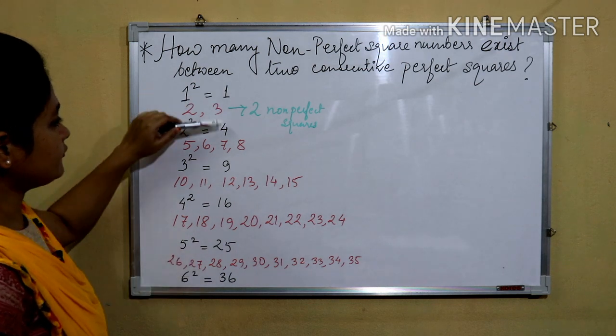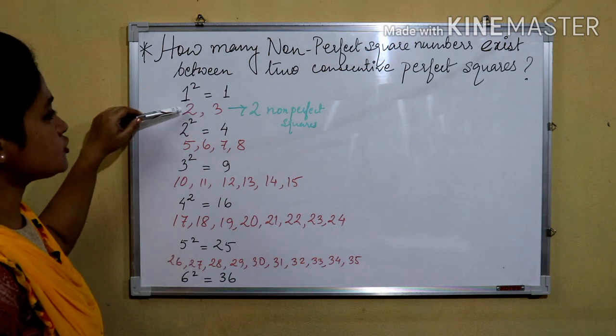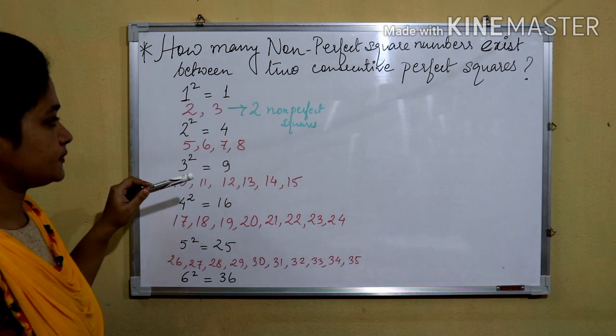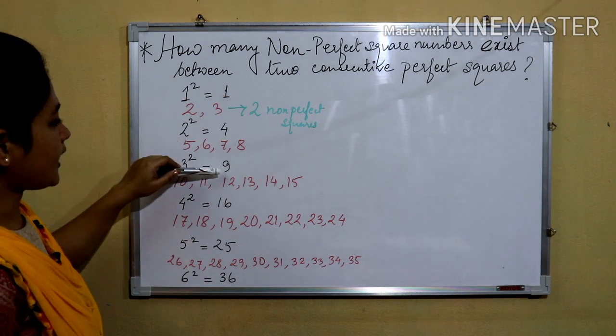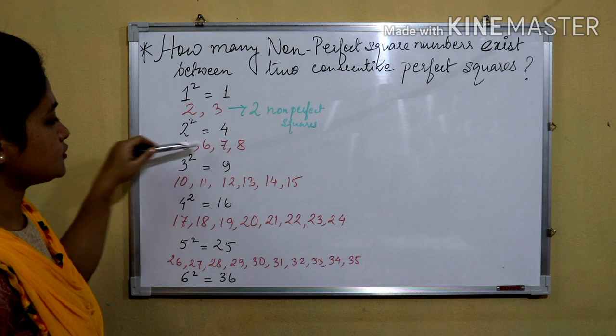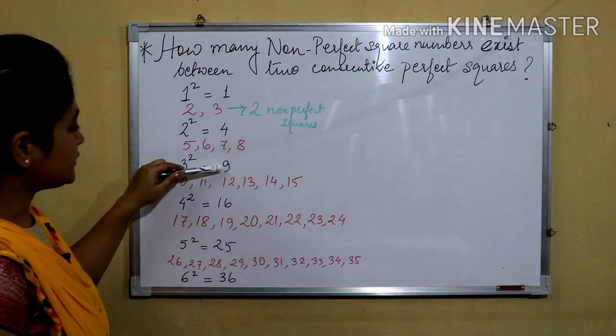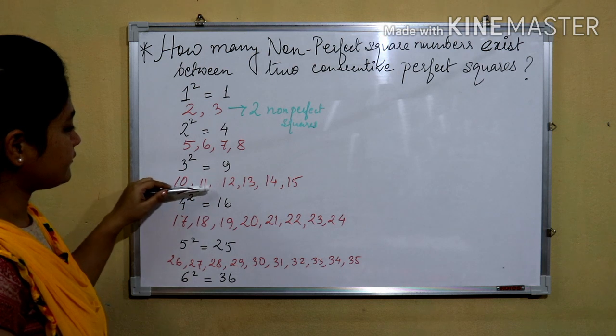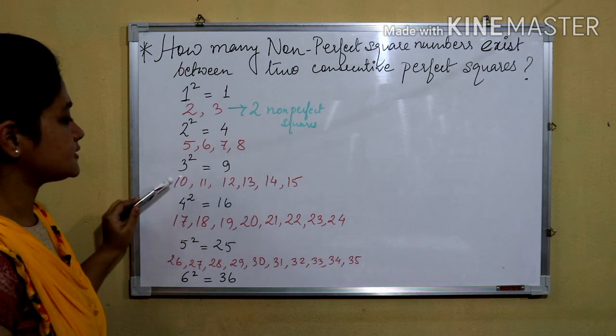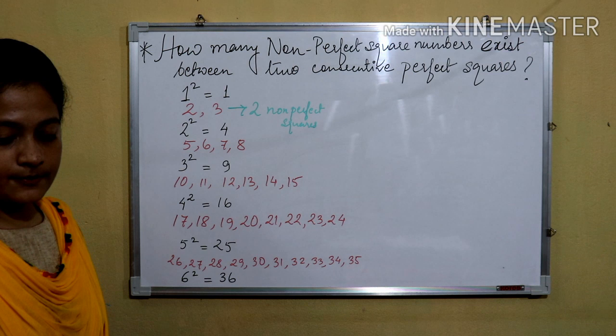So in between 1 and 4 you can see 2 and 3. So these two numbers are non-perfect square numbers. In between 4 and 9, 5, 6, 7, 8. So these numbers are non-perfect square numbers. Then in between 9 and 16, 10, 11, 12, 13, 14, 15. These are all non-perfect square numbers.